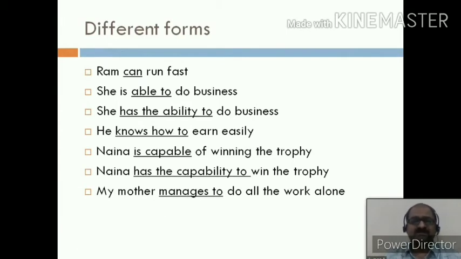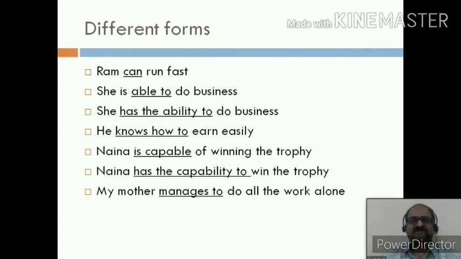Now, look at the third form. She has the ability to do business. Compare this with the second form. She's able to do business. Do you think there's any difference in meaning between these two structures? Not really. They both carry the same meaning. So, what has happened is we have used the noun form.